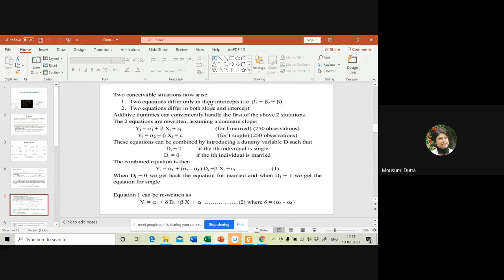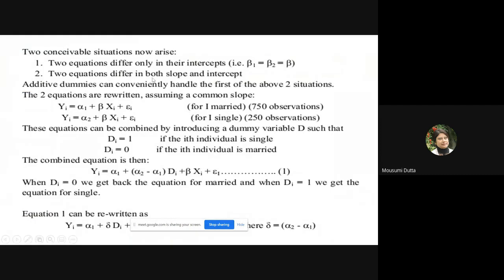In the first case, two equations differ only in their intercepts, so beta 1 is equal to beta 2 is equal to beta. In the second case, two equations differ in slope and intercept. Additive dummies can conveniently handle the first of the above two situations. The two equations are written assuming a common slope then. So yi is equal to alpha 1 plus beta xi plus epsilon i, and yi is equal to alpha 2 plus beta xi plus epsilon i. The slope coefficient remains beta.